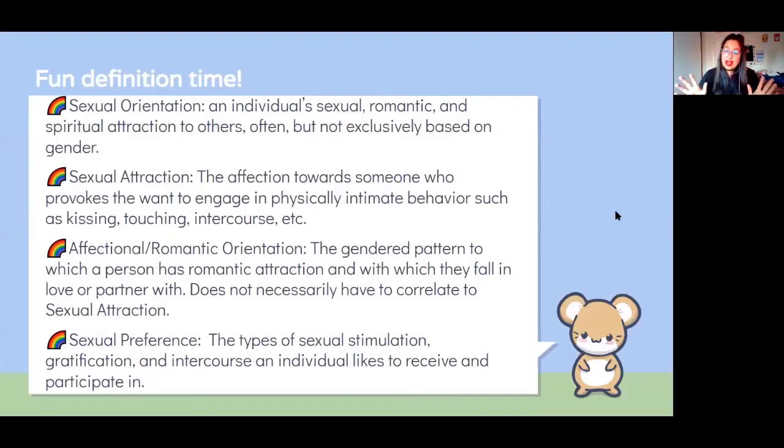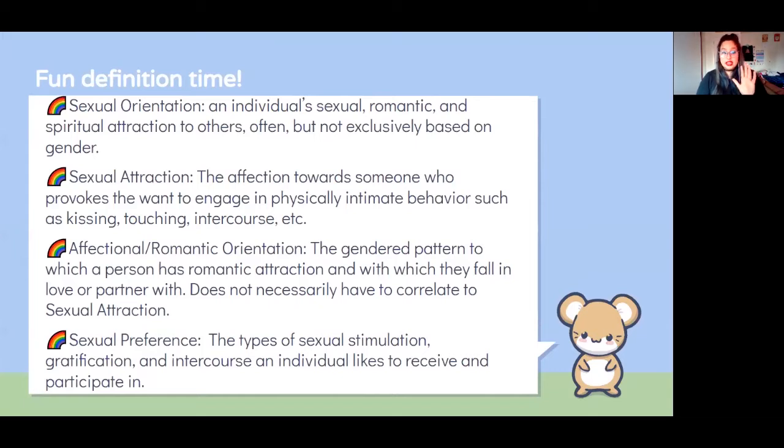All right, so before I go into the chart of sexual identities and sexual preferences, I have a fun little slide for a little bit of definitions about some terms that I'll be using a lot. So first we have sexual orientation, which is an individual's sexual, romantic, and or spiritual attraction to others, often but not exclusively based on gender.